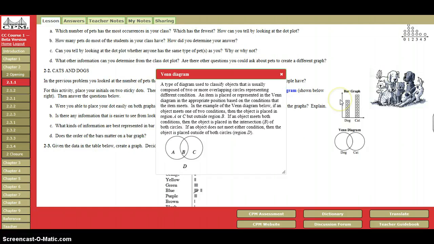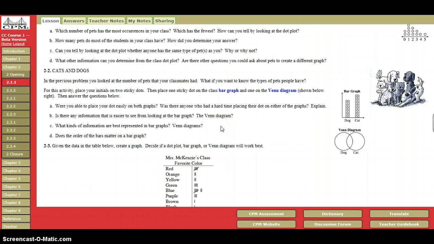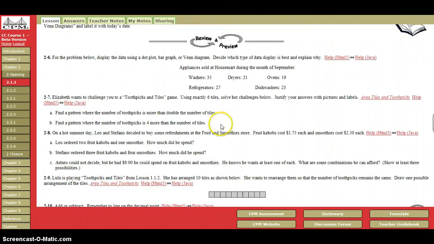And then we also looked at the Venn diagram. Our Venn diagram had dogs over on this side, cats over on this side. If you had both a dog and a cat, or dogs and cats, you'd put it in the middle. And then we also showed how it's okay to place some of our data outside of the circle if what's in these circles doesn't really make sense to our personal situation.